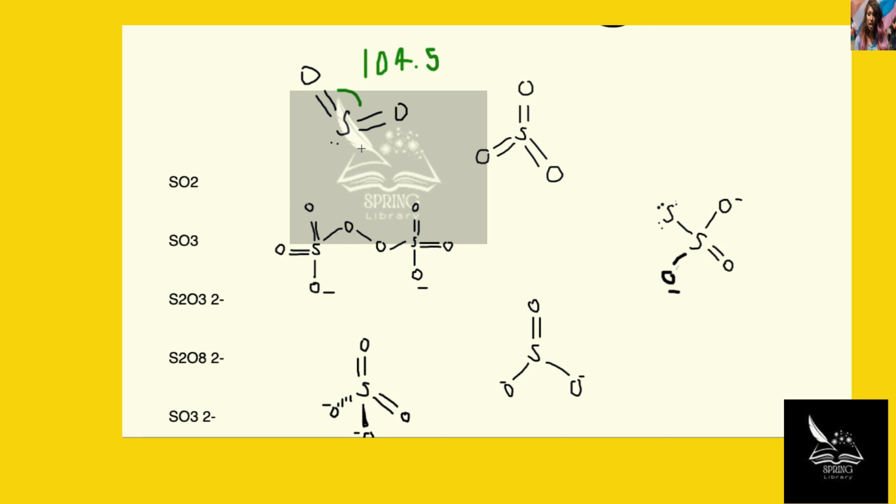And then moving on to our next example here, we've got SO3. Now we have no charges, so we've got all of our double bonds present. And we have bond angle of approximately 120 degrees and a trigonal planar structure.